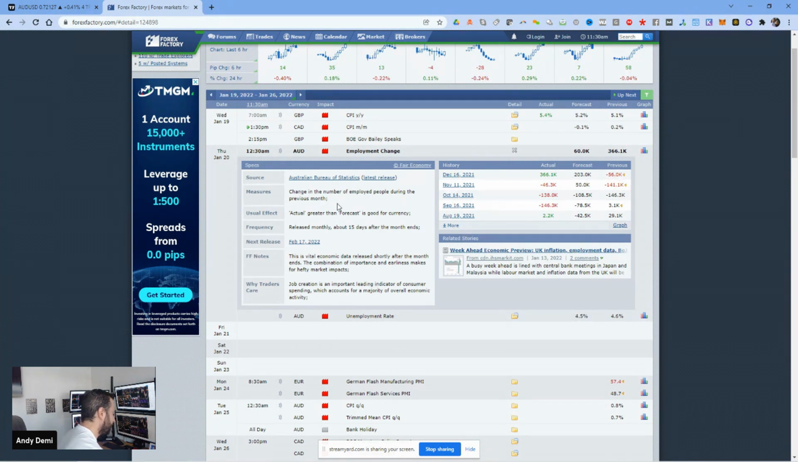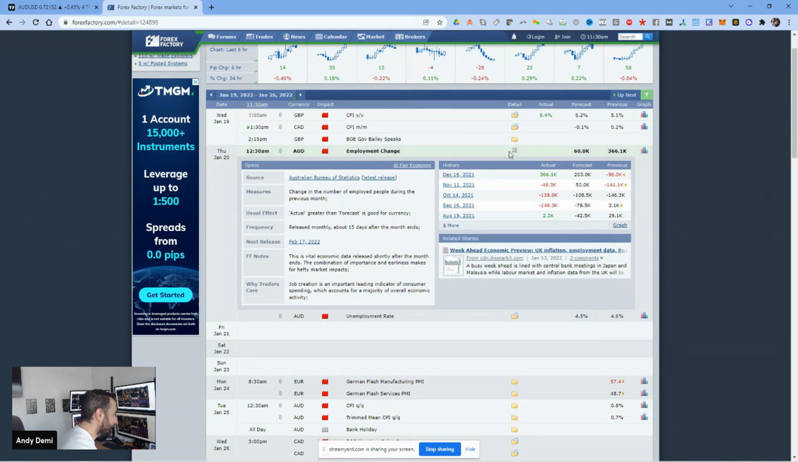If you want to have a bit more information about any of these news, you can just click detail. And if you're new to this completely, it's on forexfactory.com. So what does the employment change mean? Well, as per this definition, it's the change in the number of employed people during the previous month. So obviously, if the number goes up, that's going to be a bullish sign for the Australian dollar, and therefore the Australian dollar is likely to go up in value. And if the numbers are bad, then the Australian dollar is likely to lose value.